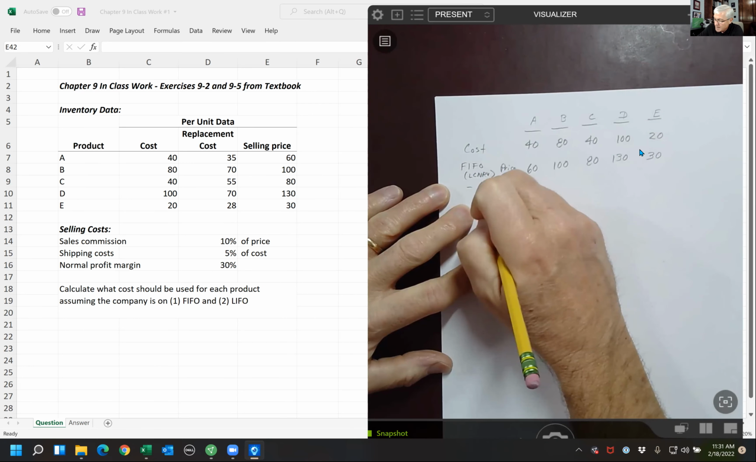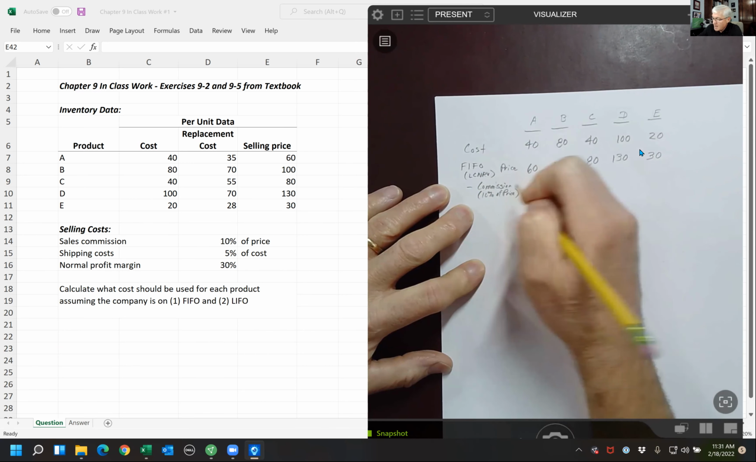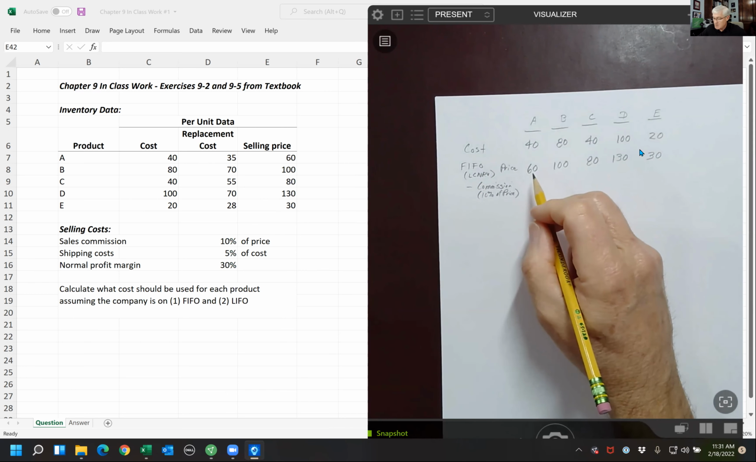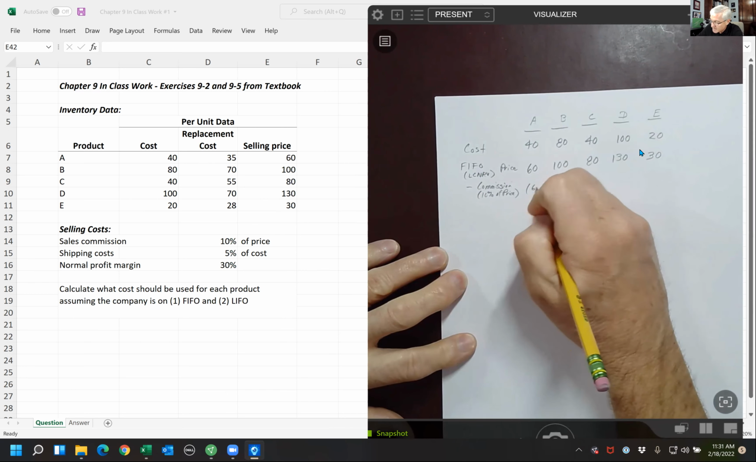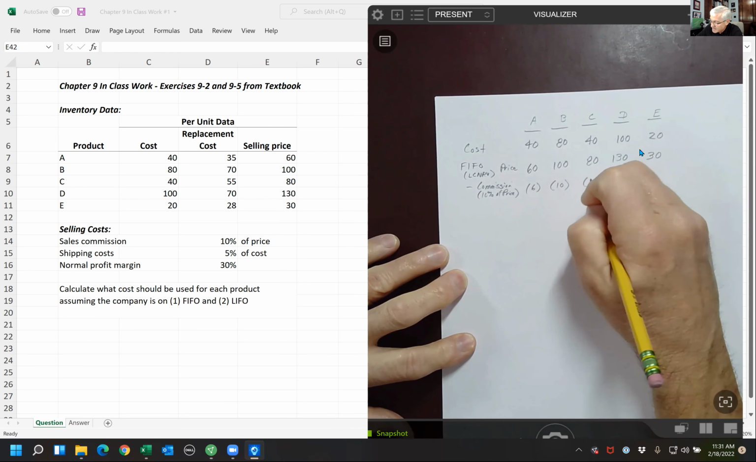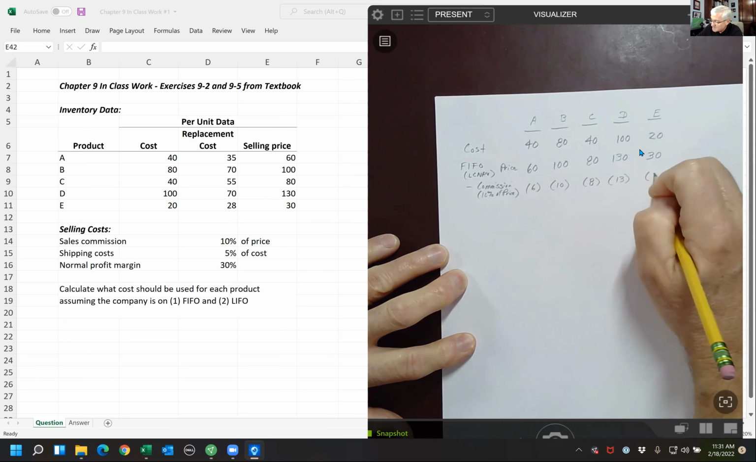which is 10% of the price, right? And so the price is 60, and then 10% of that is 6. 10% of 100 is 10, 8. This is easy math so far.